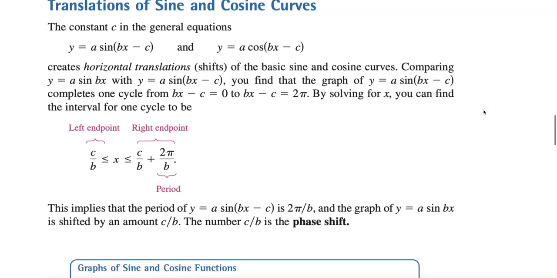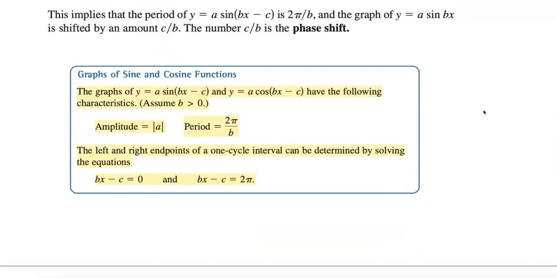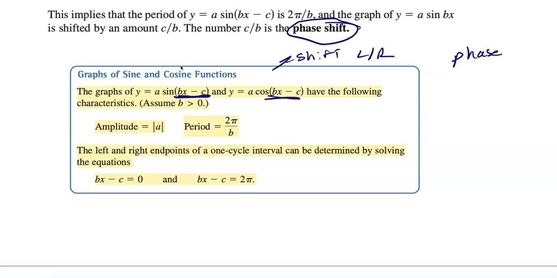Now it's about translations. In all our parent functions, anything on the inside moves it left and right. So it's a shift left or right. But in trig, we call that a phase shift. And all we're going to do is do like we always do. Now we'll have a new start point, which is the phase shift, which is wherever our graph starts. Let's say we start right here, that's our phase shift.